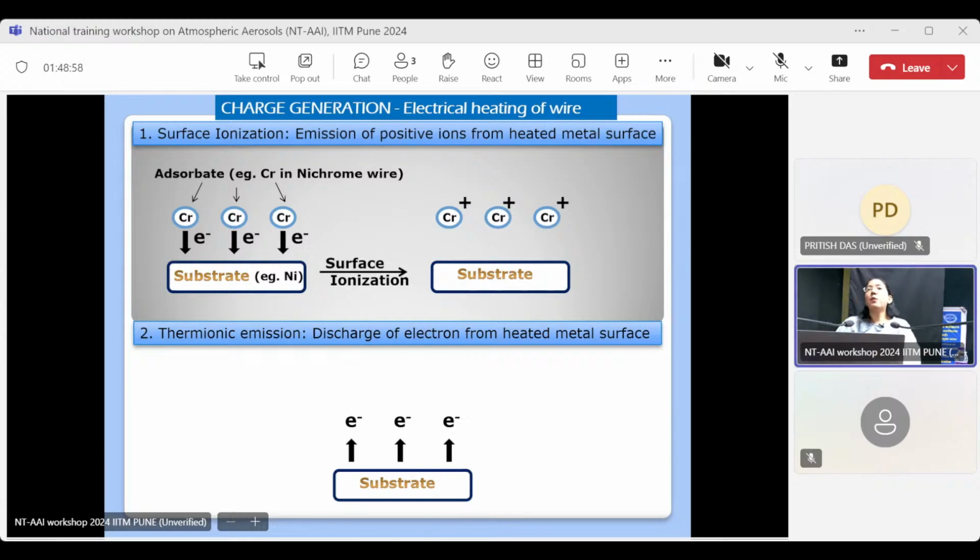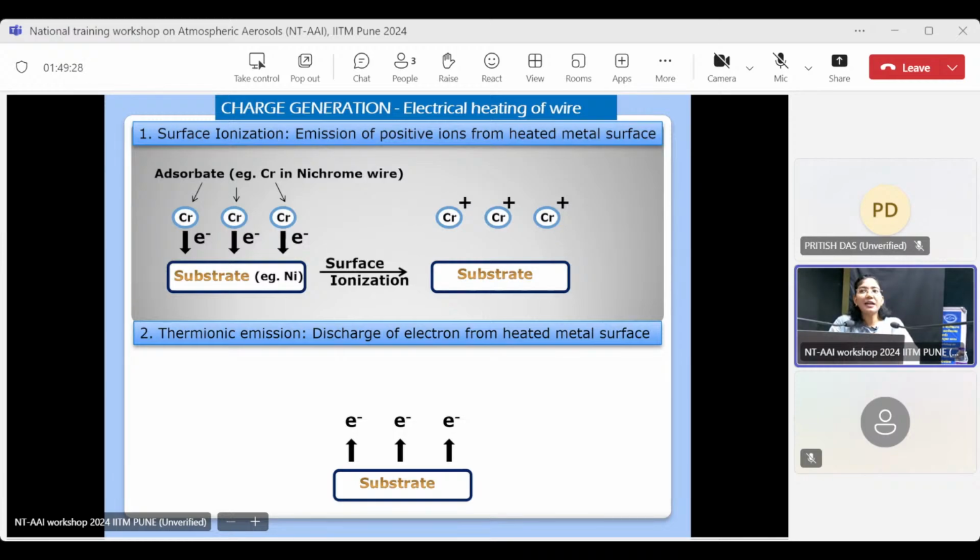So what happens? Suppose, for example, you have an alloy, nichrome, where there are two metals. One of them will definitely have a high evaporation rate, and it might coincidentally have a low ionization energy. Such an example is nichrome. Nichrome has a base of nickel with the additive chromium. Chromium has low ionization energy compared to nickel, and it has a high evaporation rate.